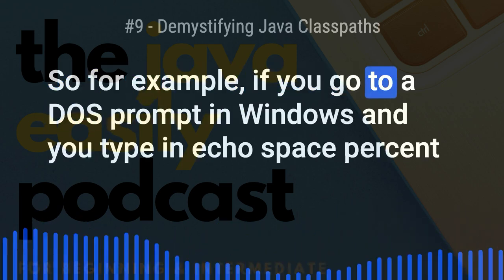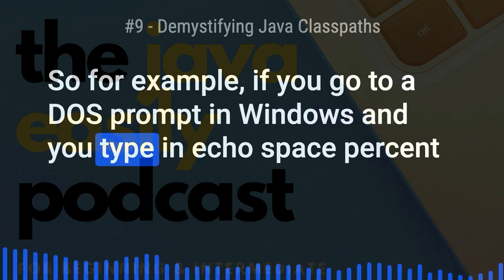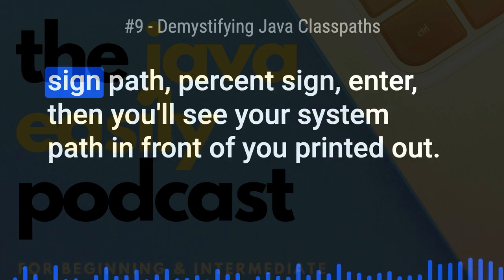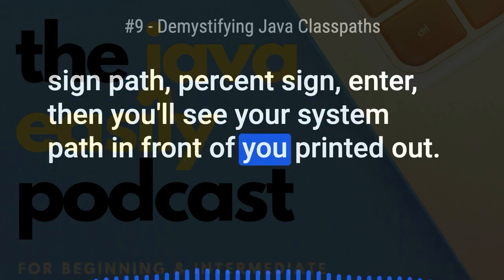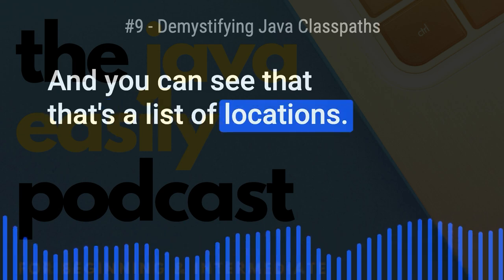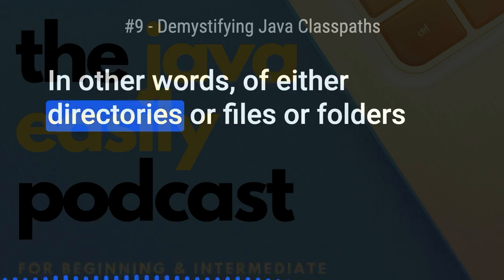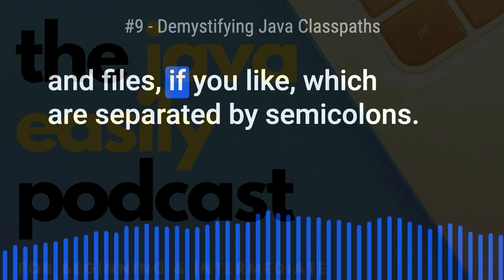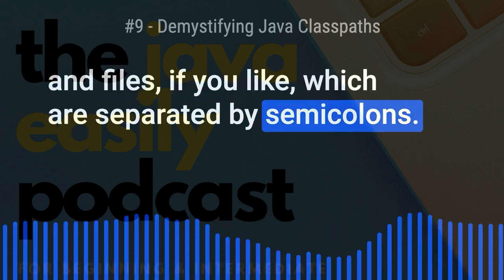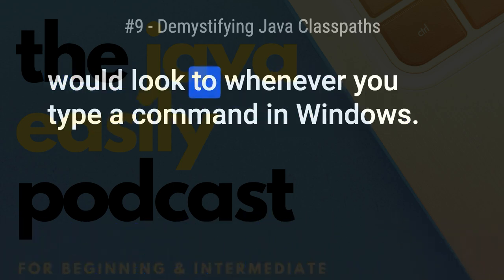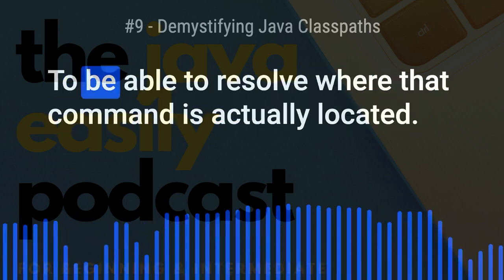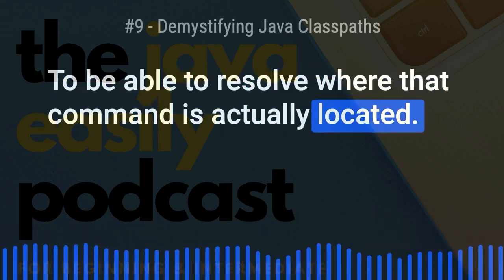So for example, if you go to a DOS prompt in Windows and you type in echo space %PATH% enter, then you'll see your system path printed out in front of you. You can see that it's a list of locations, in other words, of either directories or files, or folders and files if you like, which are separated by semicolons. This is the list of all of the places where Windows would look whenever you type a command in Windows, to be able to resolve where that command is actually located.